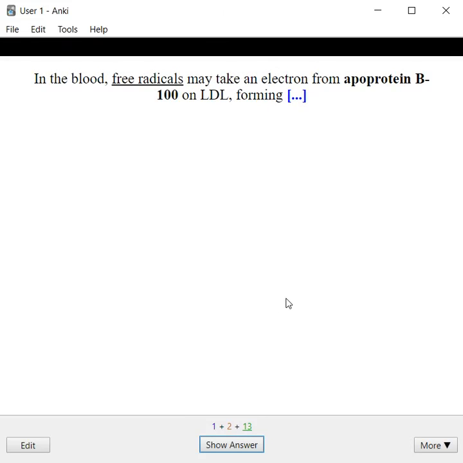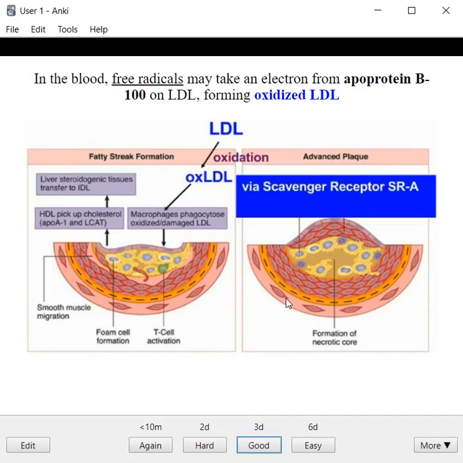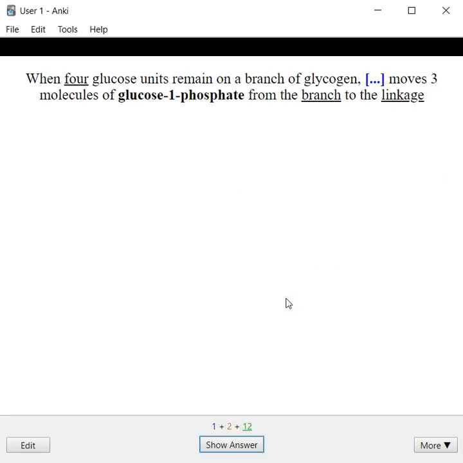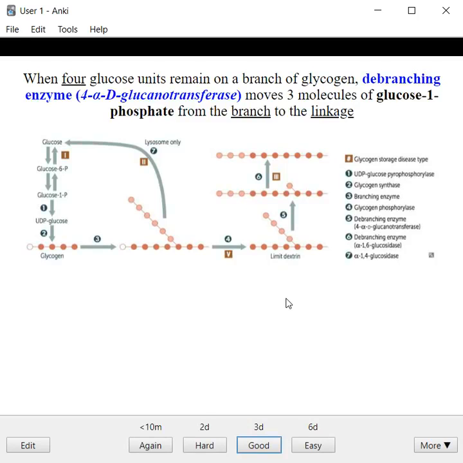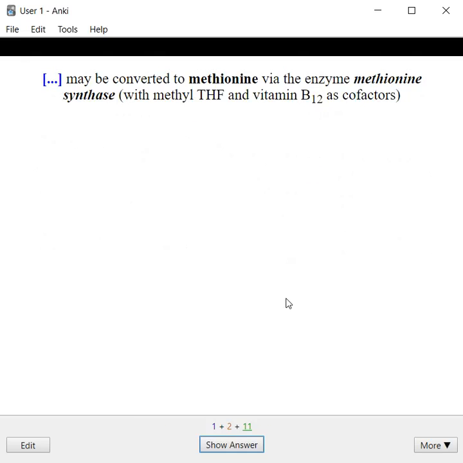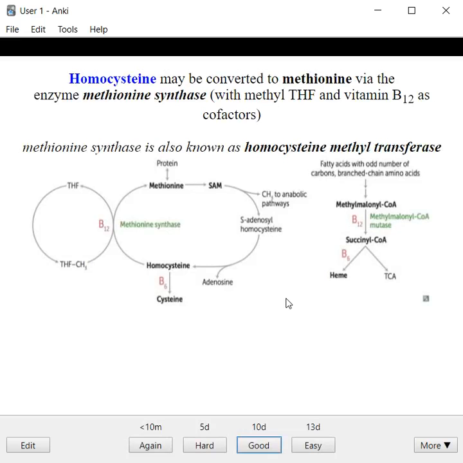In the blood, free radicals may take an electron from apoprotein B100 on LDL, forming oxidized LDL. When 4 glucose units remain on a branch of glycogen, what moves 3 molecules of glucose 1-phosphate from the branch to the linkage? Debranching enzyme. Blank may be converted to methionine via the enzyme methionine synthase with methyl THF and vitamin B12 as cofactors. Homocysteine.